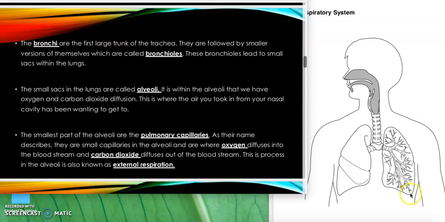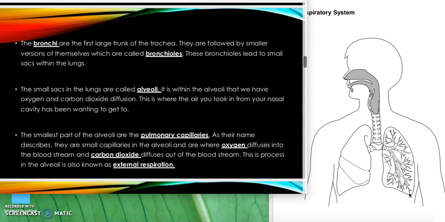So it's actually in our alveoli, where I don't really have a good zoom or close-up of it on this diagram, but they're at the end of each of these bronchioles. So it's the alveoli that are the place for oxygen and carbon dioxide diffusion.